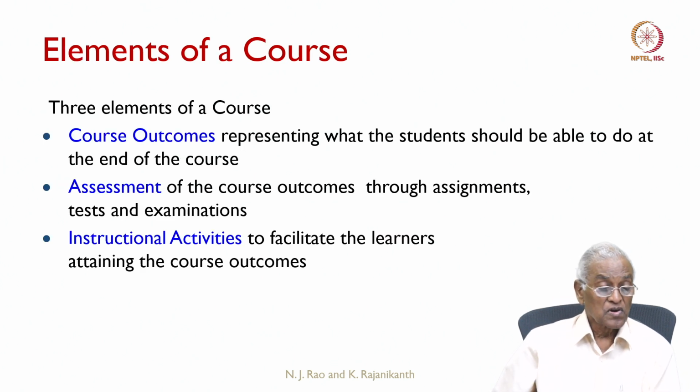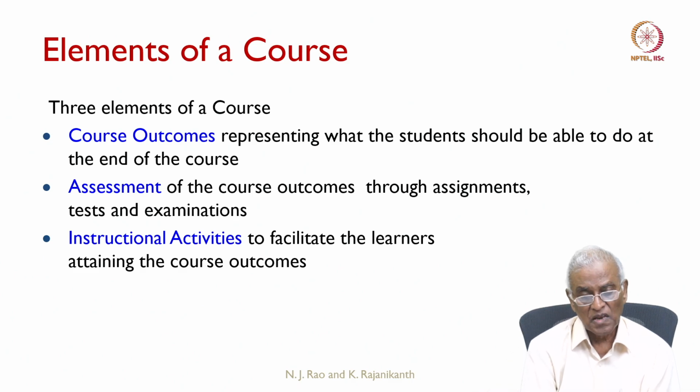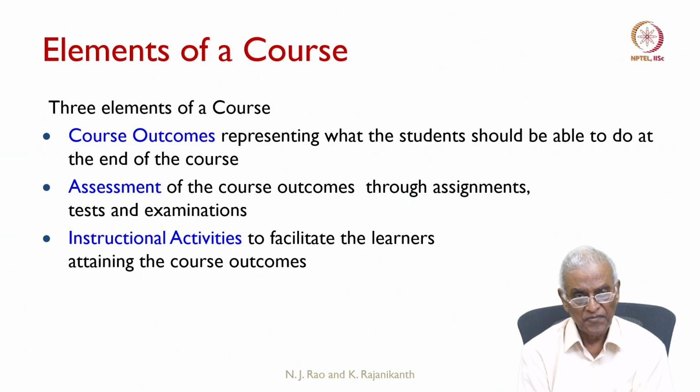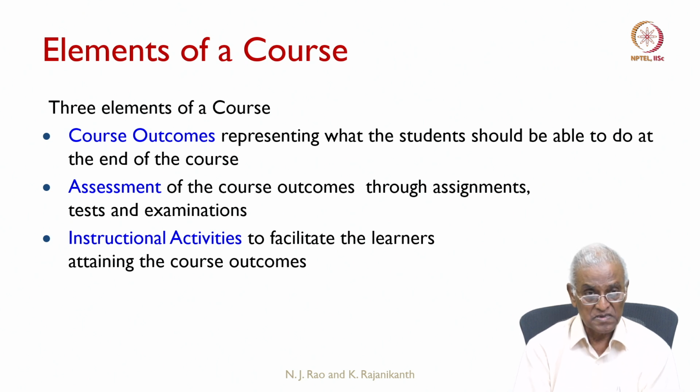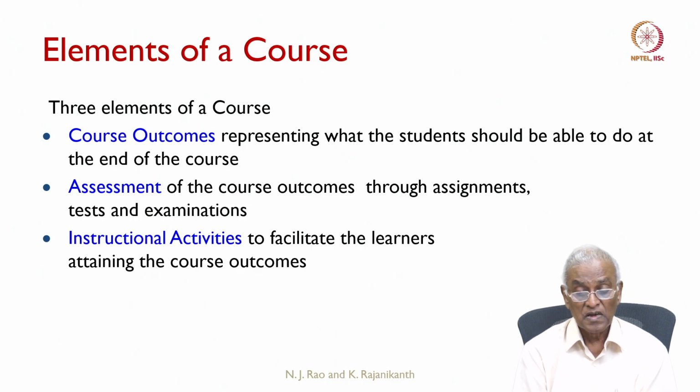Now we come to what we call elements of a course. What are elements of a course? A course is defined by course outcomes. Till now, most of the people will define the course by a list of topics, maybe grouped into units, sometimes not, but as a list of topics. But as per outcome-based education, a course has to be defined in terms of course outcomes. And they represent what the student should be able to do at the end of a course.